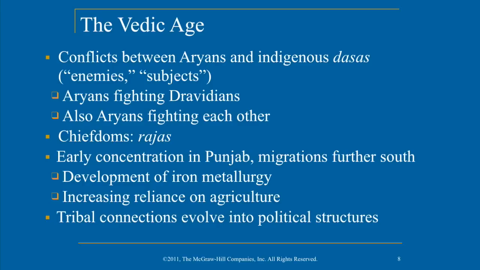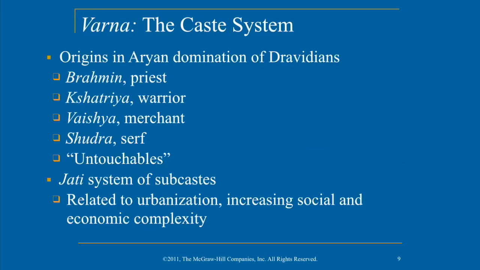to feed their people that are growing. Tribal connections evolve into political structures, so if you think about these rajas and these small chiefdoms, eventually they're going to kind of connect because one group will probably work very closely with the other group, and by having those tribal connections, maybe groups working together, this will lead into political structures that show higher and lower levels in a society.